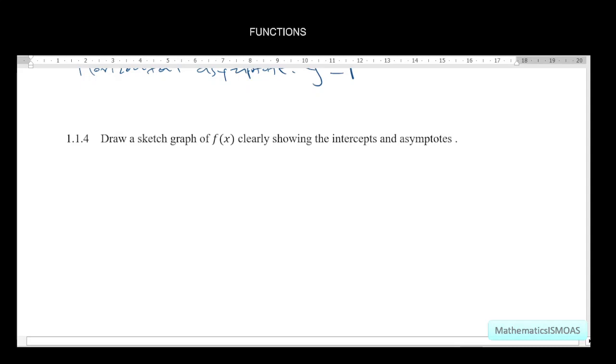Now, in question 1.1.4, we have to draw a sketch graph of f of x, clearly showing the intercepts as well as the asymptotes. Alright, in the previous questions, we have calculated the asymptotes, we have calculated the x and the y intercept. So now what we need is just to determine the shape. Okay, let's first have our Cartesian plane.